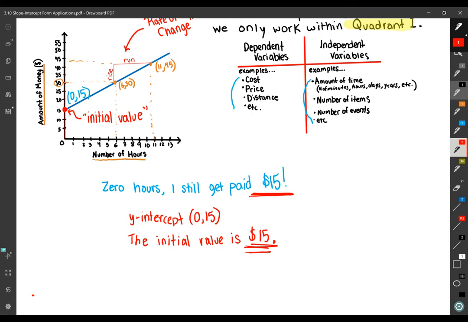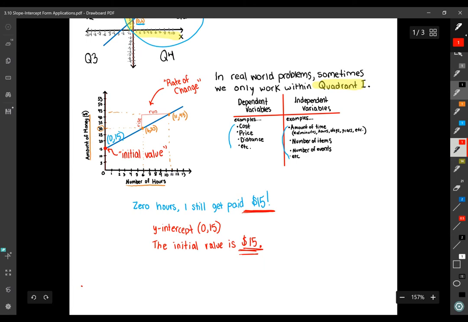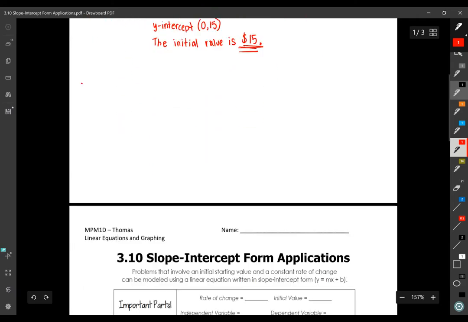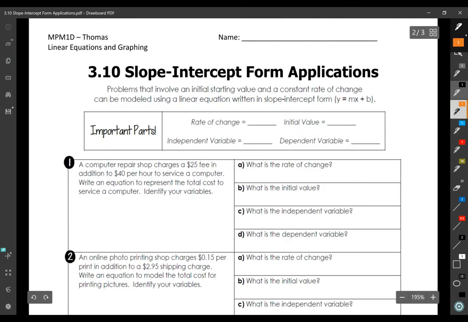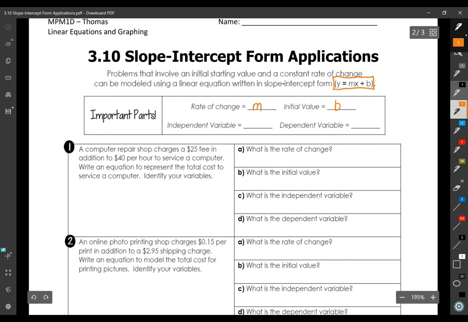Okay, so that took a bit of time, I know, but now let's go back to the actual lesson part and let's work through the problem so we can see what we're actually dealing with here. I'm going to briefly go over this again. Rate of change, we know, is represented by our m in slope-intercept form. Our initial value is b, that's our y-intercept. Independent is our x, and dependent is our y, okay?